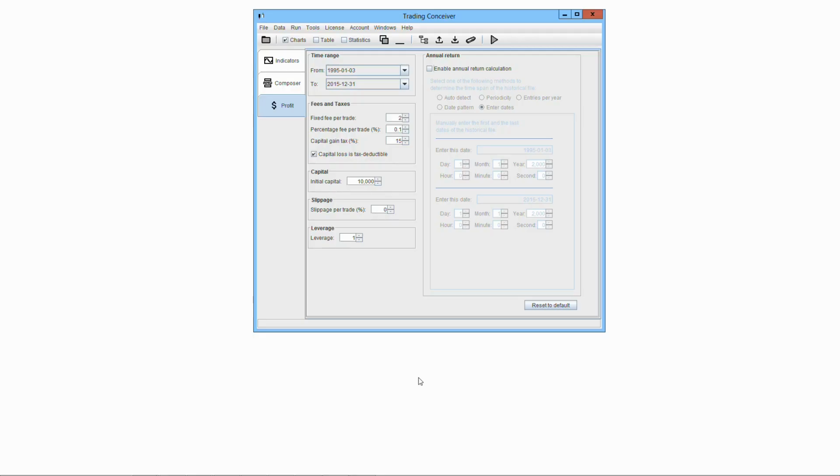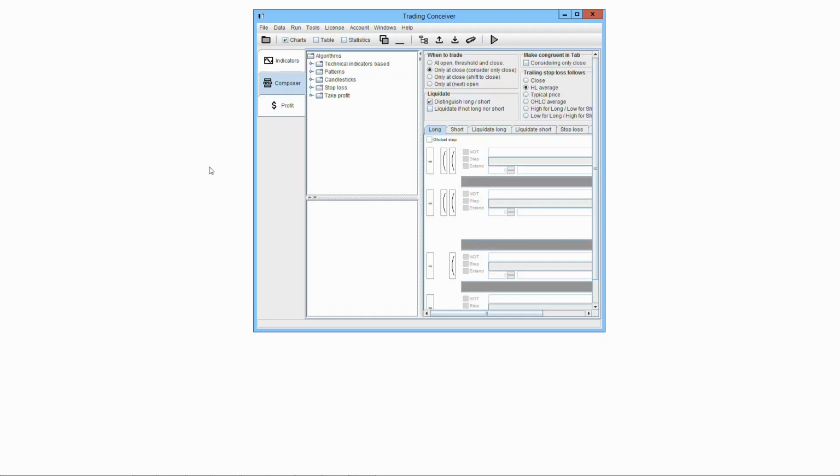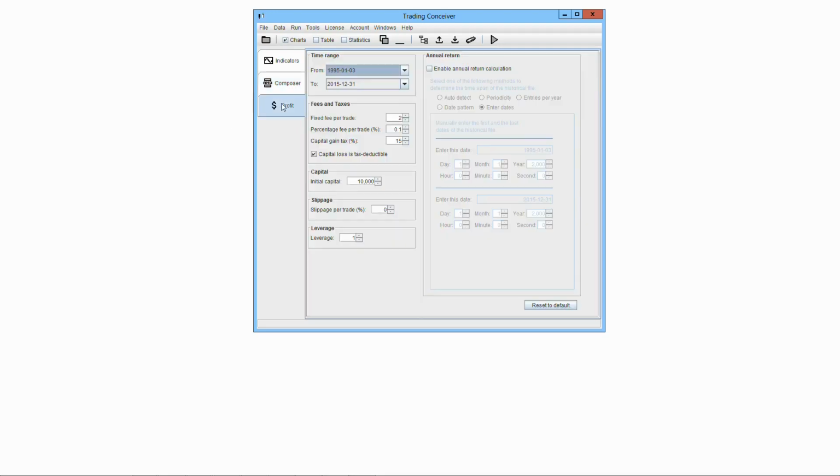This video explains how Trading Conceiver computes profit and loss and what options can be selected. In order to access the profit and loss controls, select the Profit tab.